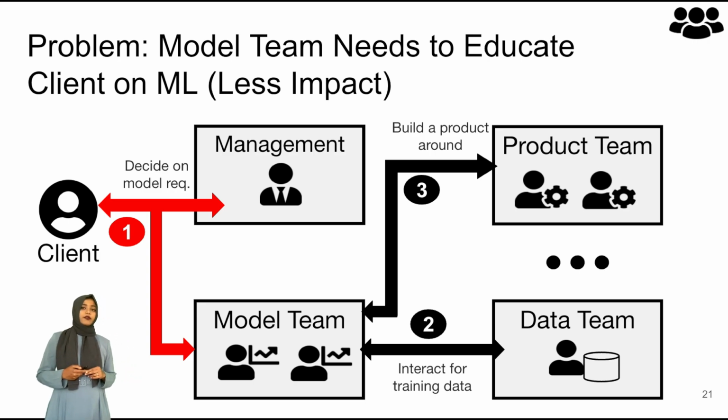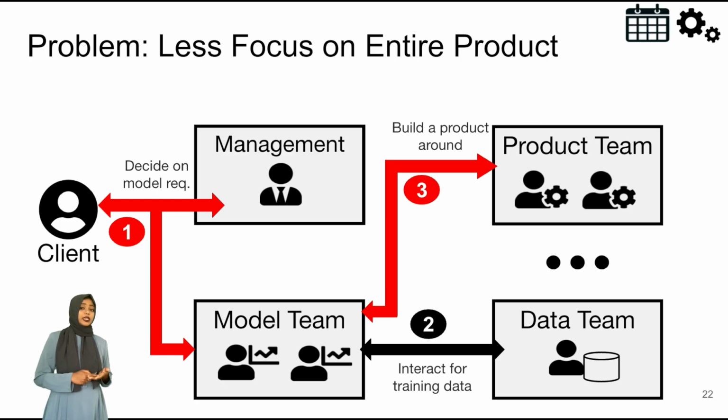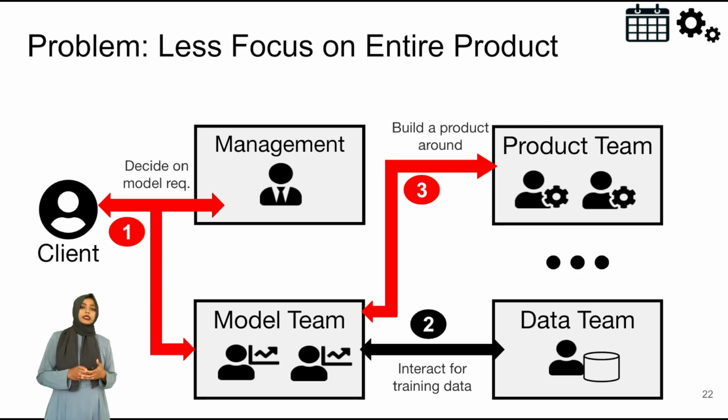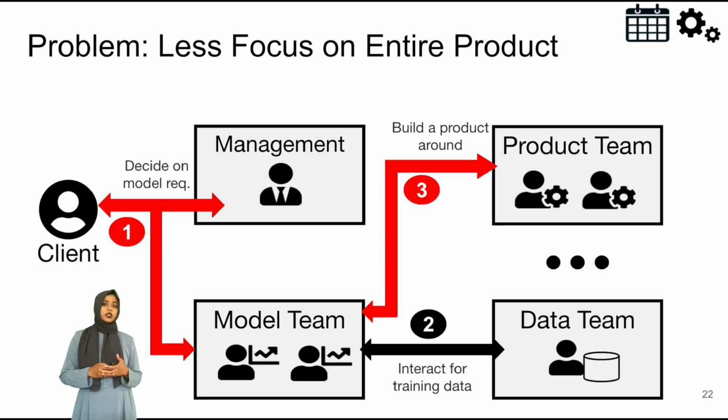This kind of organization finds similar problems of difficulty educating the client on machine learning, but it is way less impactful than in the previous kind of organization, because it is in the very preliminary stage of the project and can be solved with better communication. The challenge which is more problematic in this kind of organization is that when the model team is in charge of deciding the requirements, they often forget about the product requirements and only focus on the model requirements like accuracy. So the different product requirements like usability are sometimes completely forgotten.